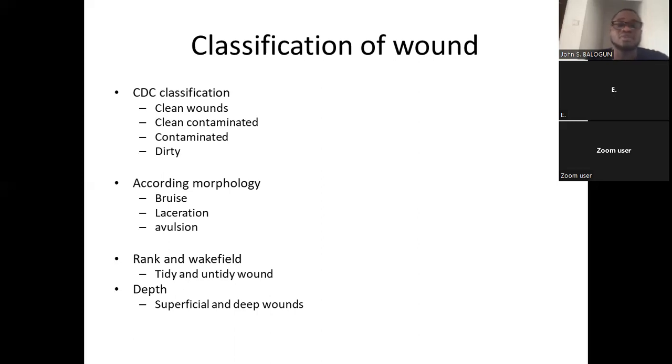So they may go straight forward and ask which of the following is a clean contaminated wound. And commonly the options they put are appendicectomy for appendicitis, or they may put cholecystectomy for cholelithiasis, cholecystitis. These are the two common options they put. When you see these, you know it's a clean contaminated wound.